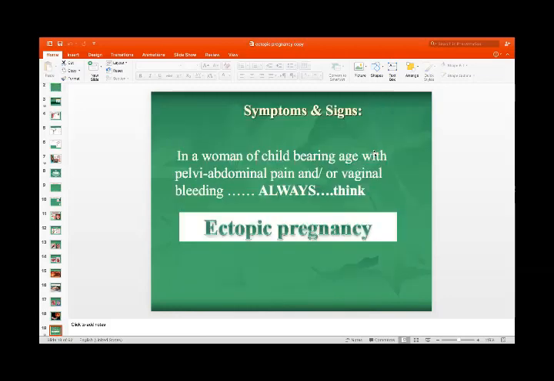So how will the patient with ectopic pregnancy present? So there is a triad of symptoms. There will be history of amenorrhea, short amenorrhea, with abdominal pain and vaginal bleeding. So if any patient has this triad of symptoms, you must rule out ectopic pregnancy if you cannot say intrauterine pregnancy.